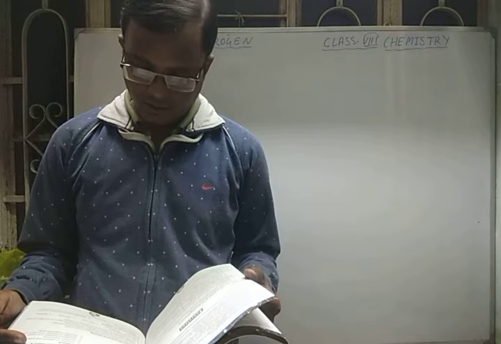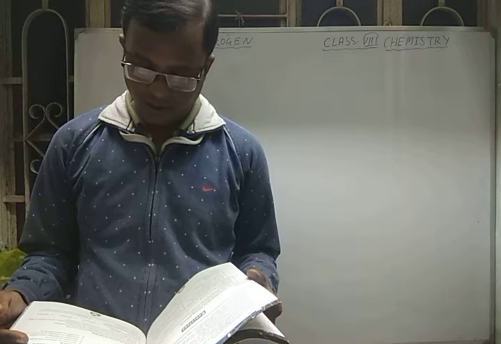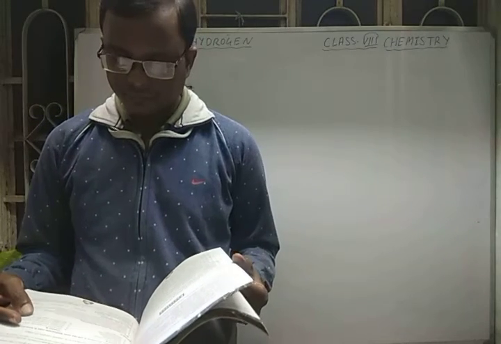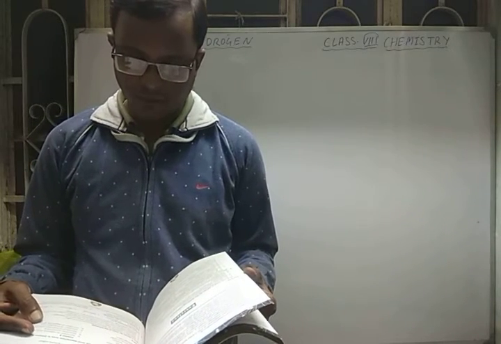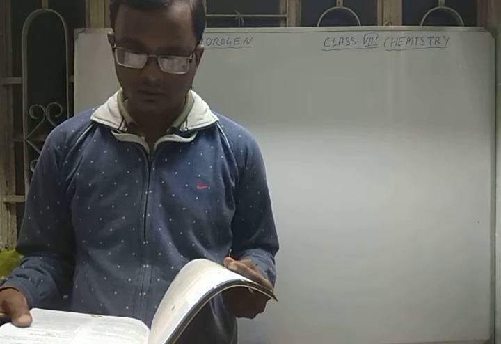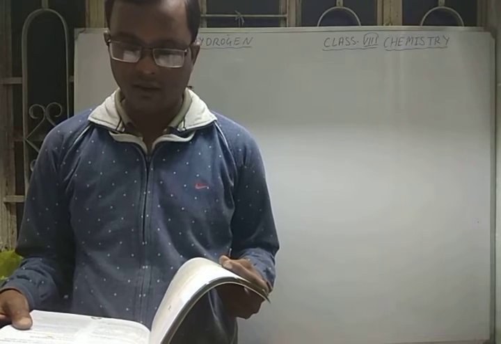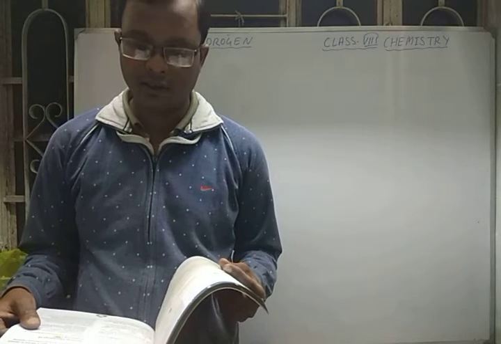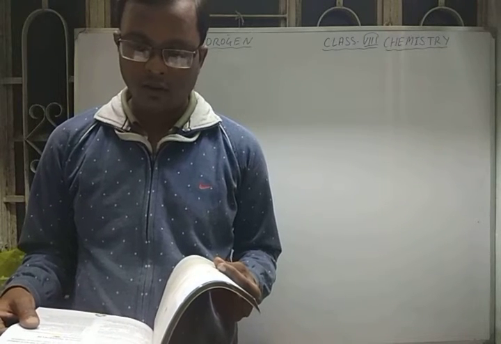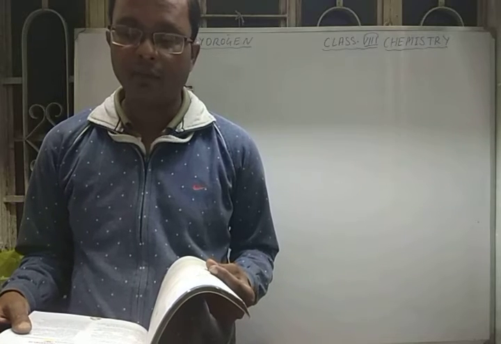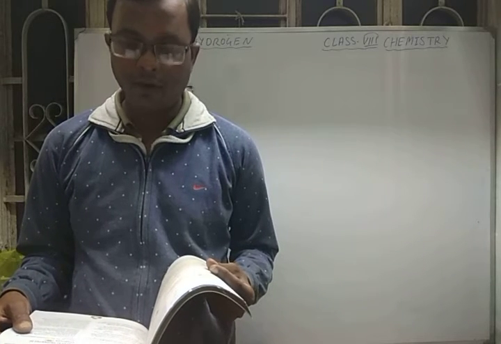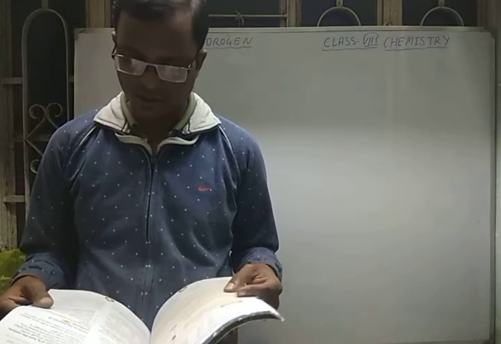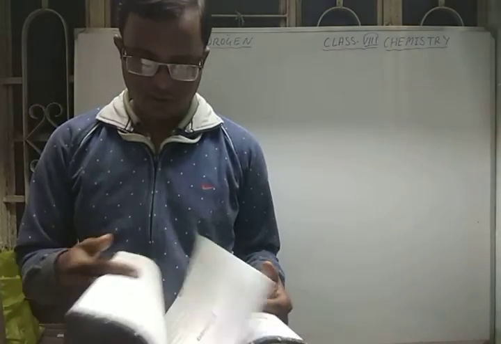Next question: zinc is preferred over aluminium in the preparation of hydrogen, because after the reaction of aluminium with any acid, the further reaction stops. Aluminium has great affinity for oxygen, and a coat of aluminium oxide is formed around it, which forms a protective layer and stops the further reaction. So we use zinc rather than aluminium.